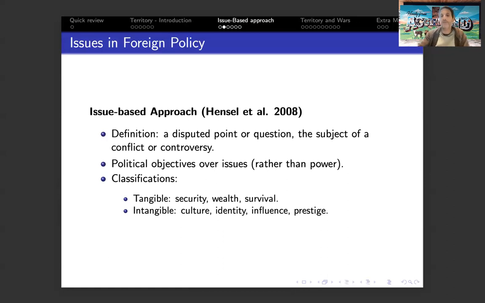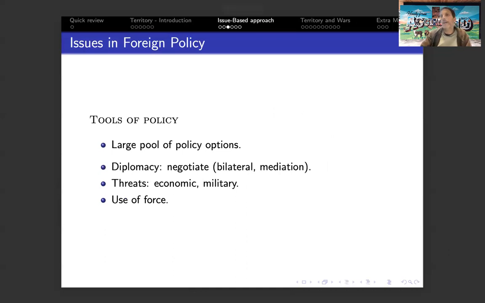Now, to address those different issues, leaders can use a wide pool of policy options that can involve negotiations of different levels, diplomacy, bilateral negotiations, mediation strategies. Another tool that can be used are different types of threats, economic threats. We talked about sanctions, military threats. And the last one, which we are also talking about today, and we talked about a lot in previous lectures, is the use of force in order to address those kinds of issues, right?